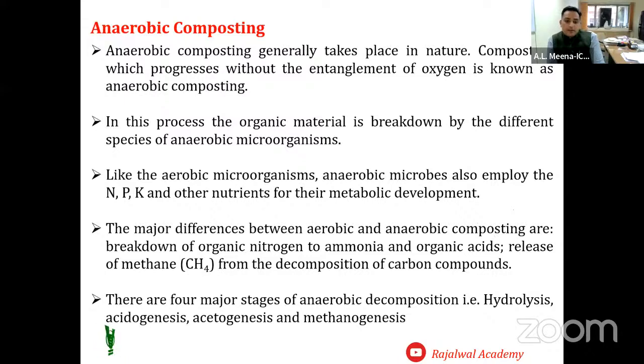The major differences between aerobic and anaerobic composting are the breakdown of organic nitrogen to ammonia and organic acids, and the release of methane from the decomposition of carbon compounds. It means in aerobic composting, the final products are carbon dioxide, water, and heat. But in anaerobic composting, the final product is methane, and other materials like alcohol and other things are released.